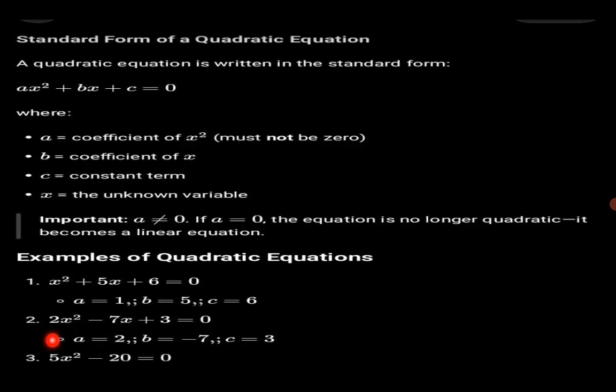Another one is 5x squared minus 20 is equal to 0. So for this one, a is 5, b is 0 because it doesn't exist in this expression, and c is minus 20. So make it a habit all the time. When given a quadratic equation, you should be able to identify the values of a, b, and c. This is going to be very useful when solving equations.